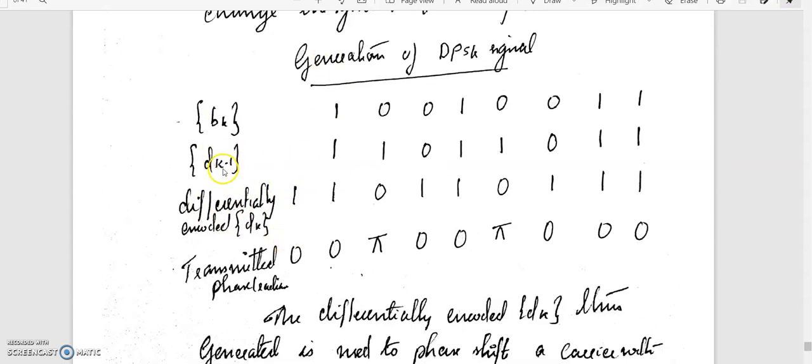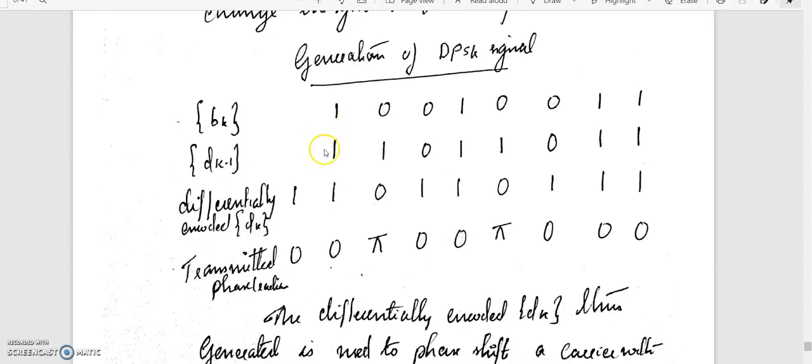So what will be your DK minus 1? DK minus 1 is DK shifted to the right by 1, so the last 1 will be shifted out. So you will have 1 1 0 1 1 0 1 1 1 1 0 1 1 0 1 1. That will be your DK minus 1. Now see what happens when you modulo 2 add BK and DK minus 1. When you add 1 1, modulo 2 of 1 1 is 0.